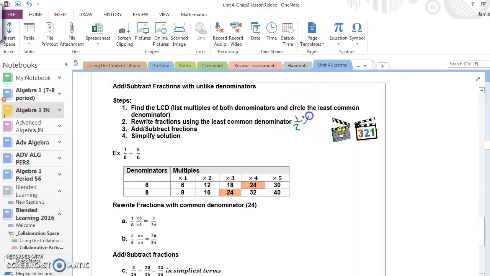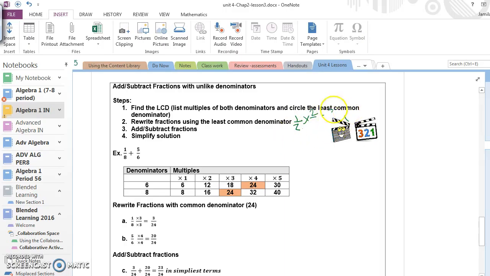Let's say the common denominator was 4. Well, I know to make 2 into fourths, I would have to multiply by 2, which means I'll multiply both the top and bottom by that same number, creating the equivalent fraction of 2 fourths. So that was a past lesson that we've learned. After I get a common denominator, then we're going to either add or subtract the fractions and simplify our solution.